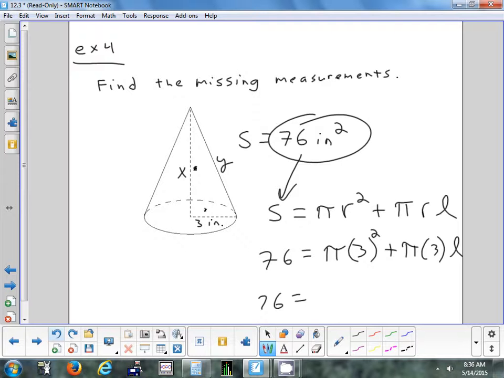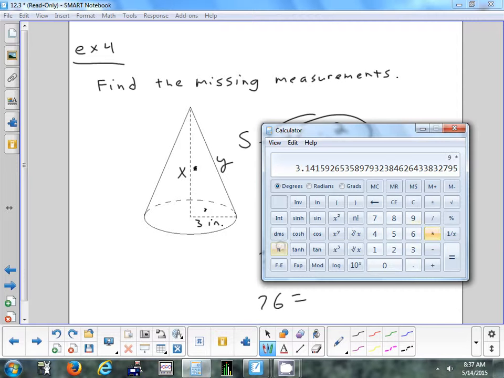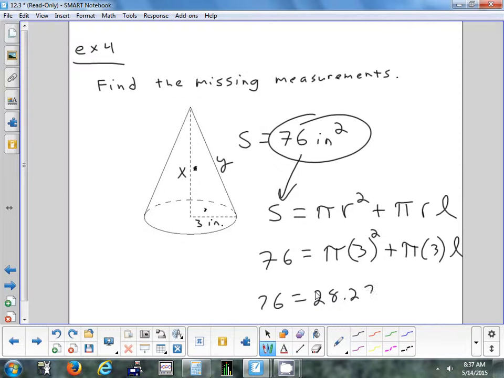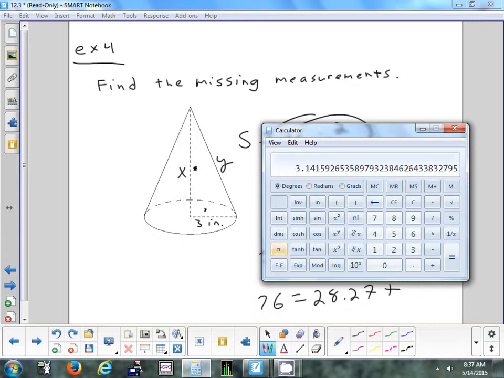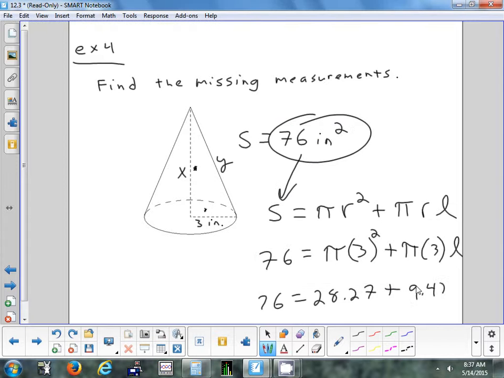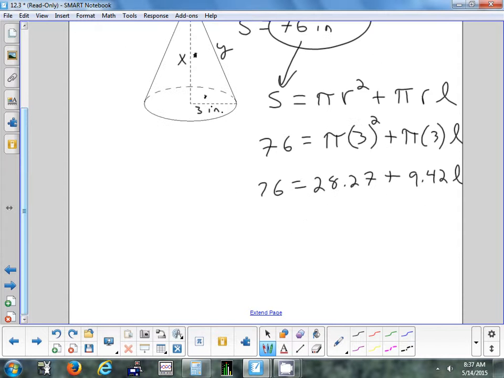Okay, let's do it out. I am going to round this off now. 3 squared is 9. Make sure you do that first. 9 times pi. All right, so 9 times pi, you get 28.27. Plus 3 times pi. 3 times pi is 9.42. Okay, so now my goal, I've got to get L by itself. From here, it's just algebra 1.